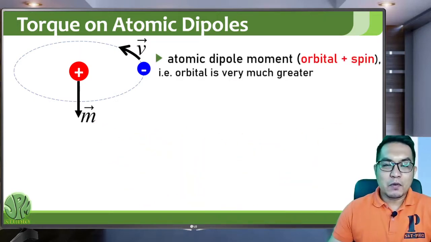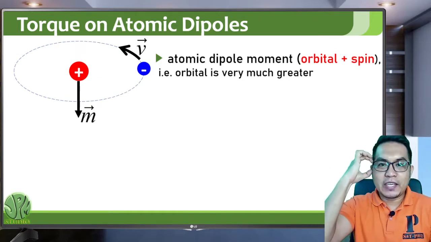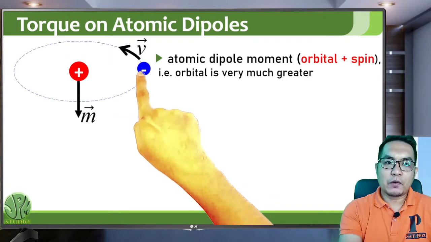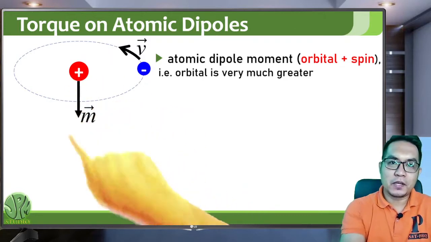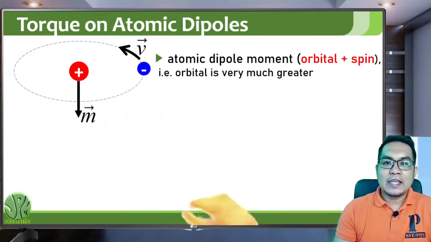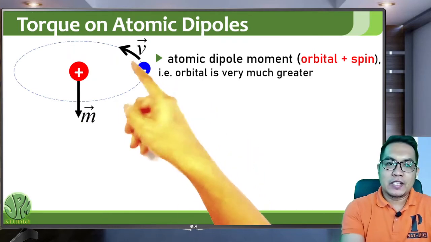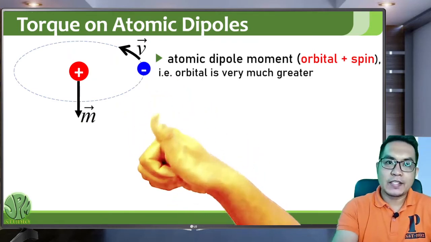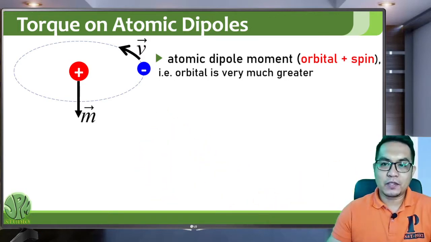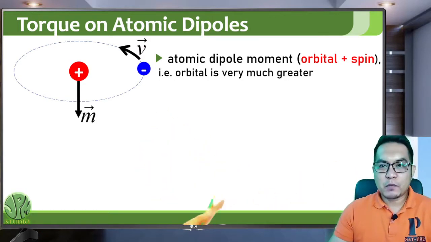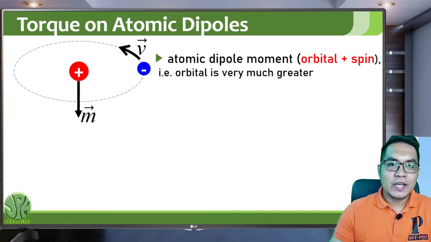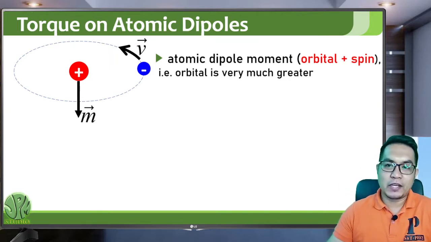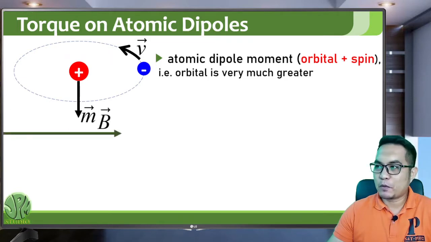The atomic dipole moment is actually a combination of the orbital dipole moment, the dipole moment of the electron with respect to the nucleus, and the spin dipole moment. Since the electron spins on its own axis, it also creates its own magnetic dipole moment. So orbital dipole moment plus spin dipole moment. But the orbital dipole moment is actually much greater compared to the spin dipole moment.